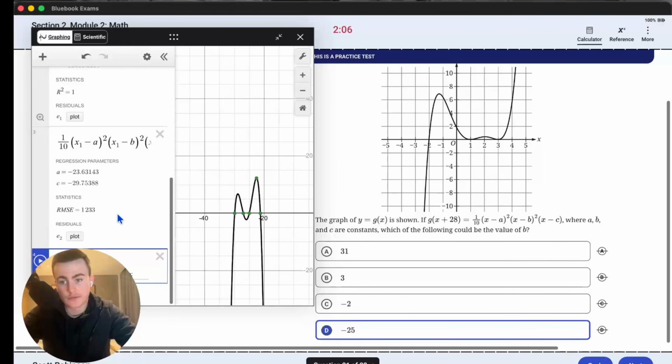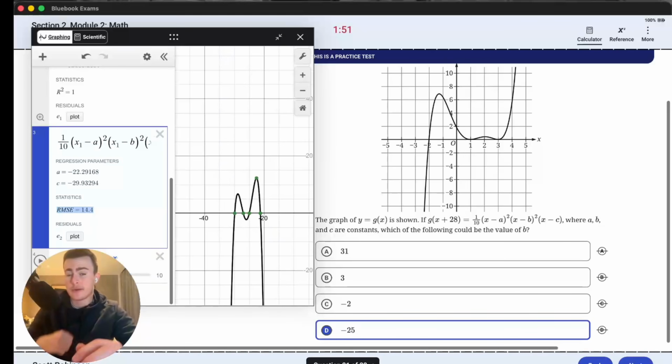RMSE for negative 2 is very big. For 3, it's very big. For A, it's very big as well. So judging by that right there, the RMSE is the lowest for negative 25, which means that it's more accurate than the other ones. So it's going to be probably D.